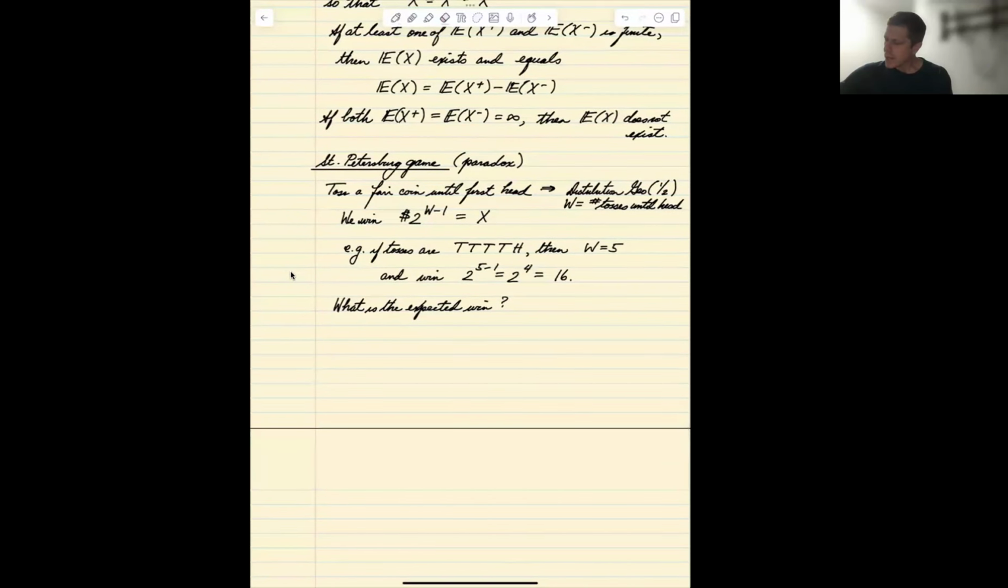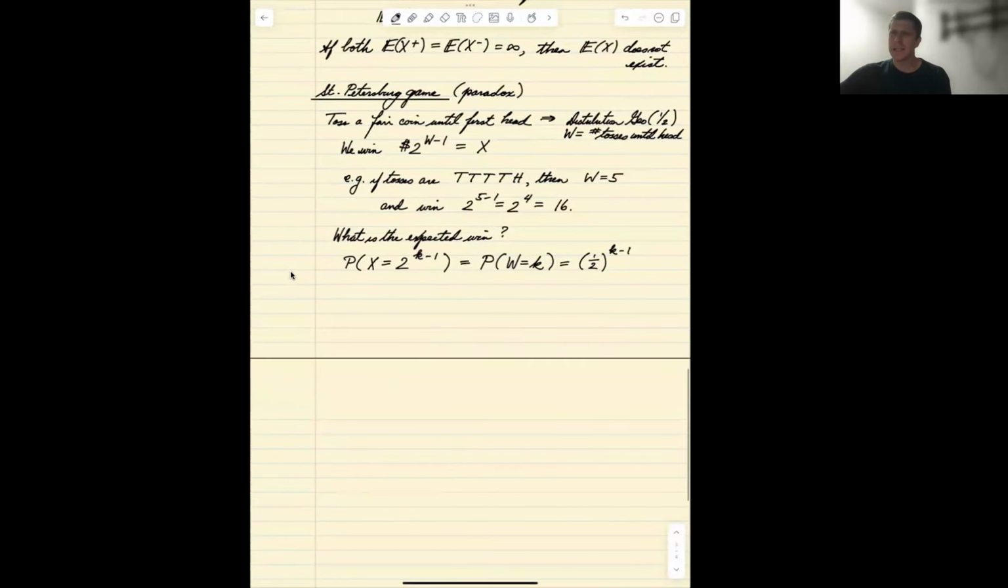Okay. Well, how does this work? What's the probability that we win any given amount of money? We win 2 to the power k minus 1 when W is equal to k. W is equal to k if we flip k minus 1 tails and then a head. Remember the geometric distribution is q to the k minus 1 times p, and q and p are the same in this case. It's a half to the k minus 1 times a half. So it's just 1/2 to the power k, or 2 to the minus k.